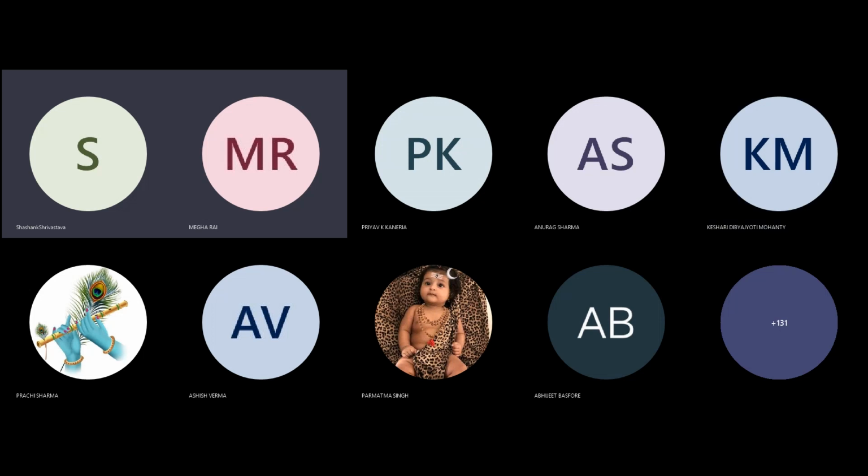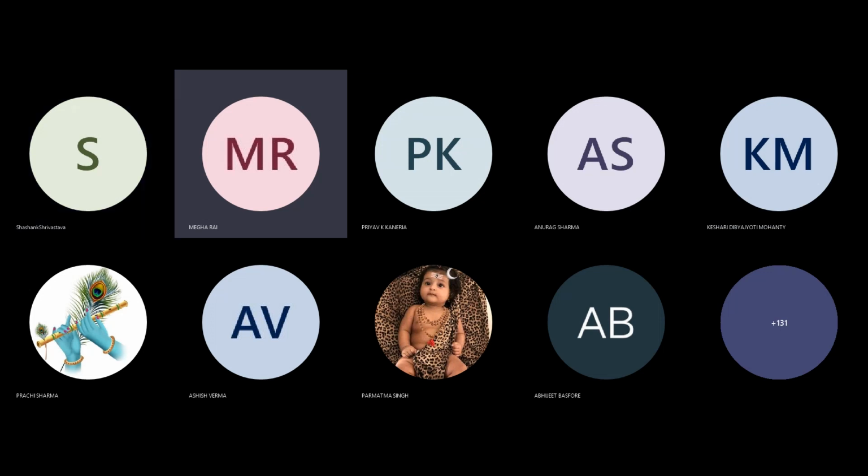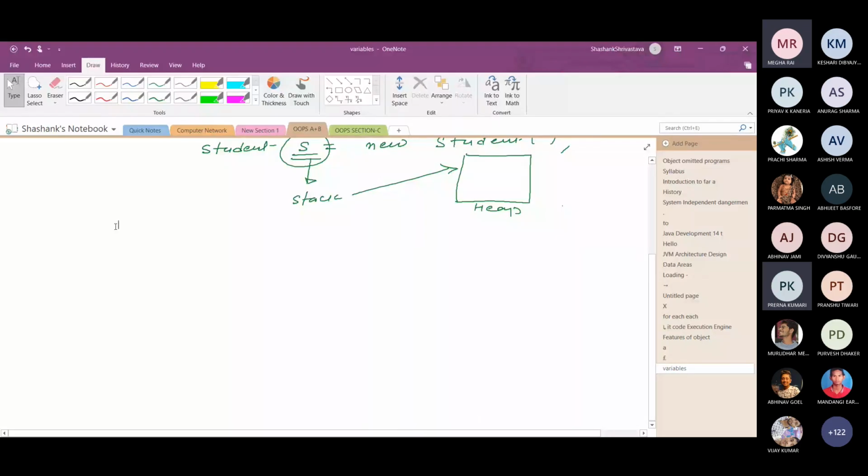So just go to the whiteboard again. The third way of object creation is a constructor. So what is a constructor? A constructor is a block of code like a method, similar to a method, a block of code which is similar to a method.